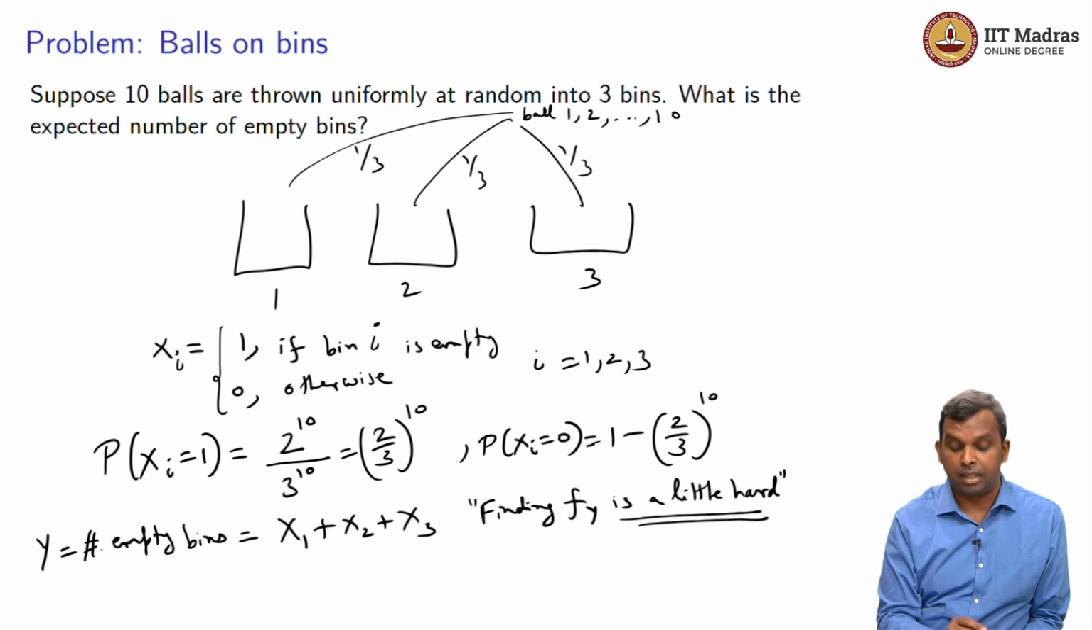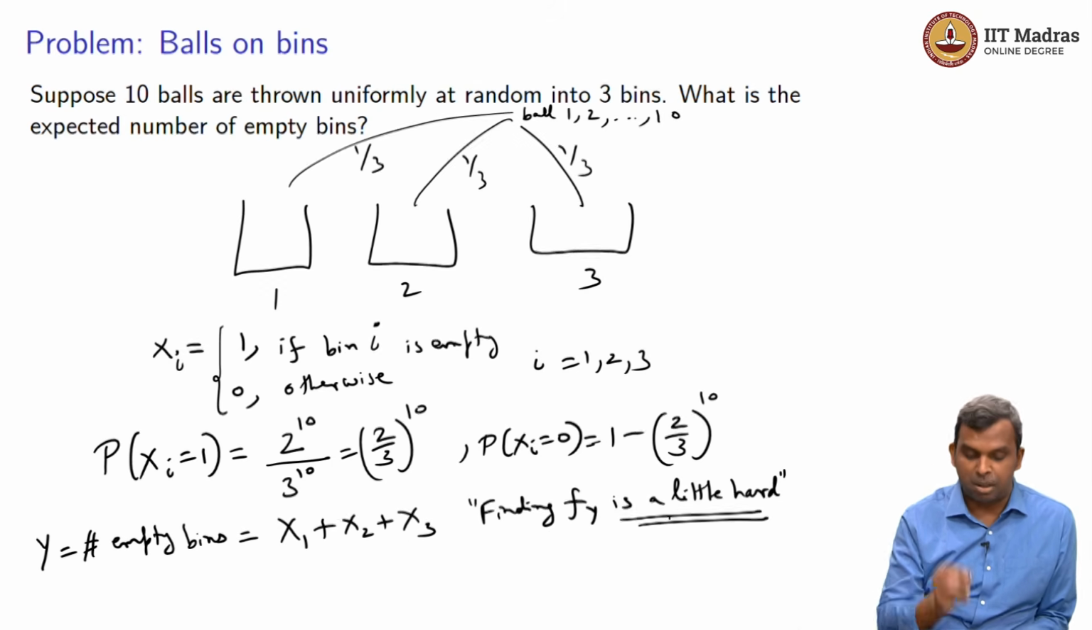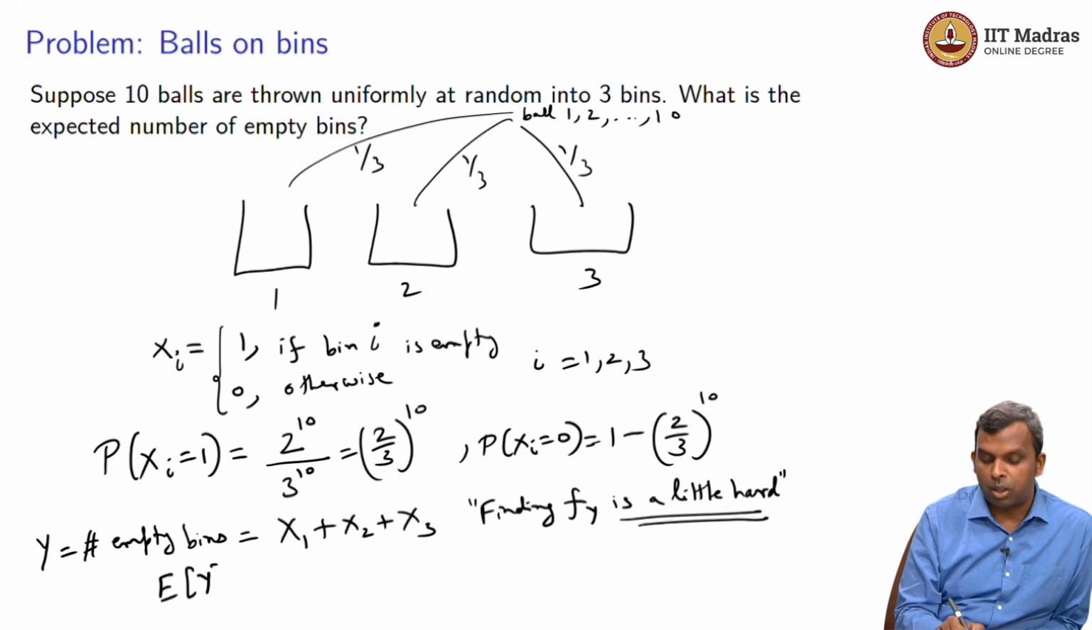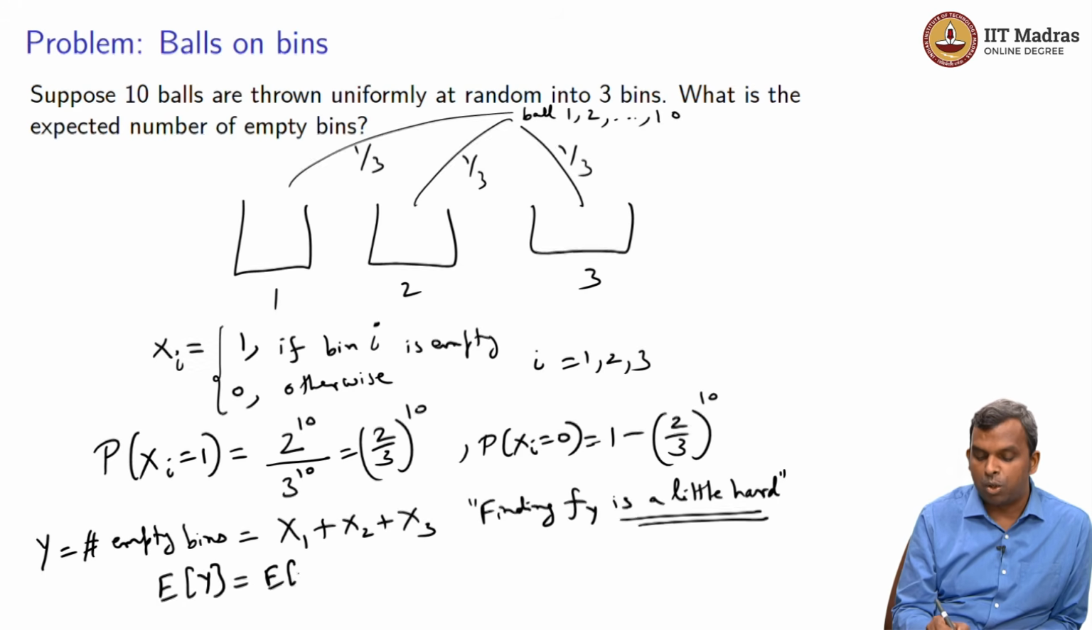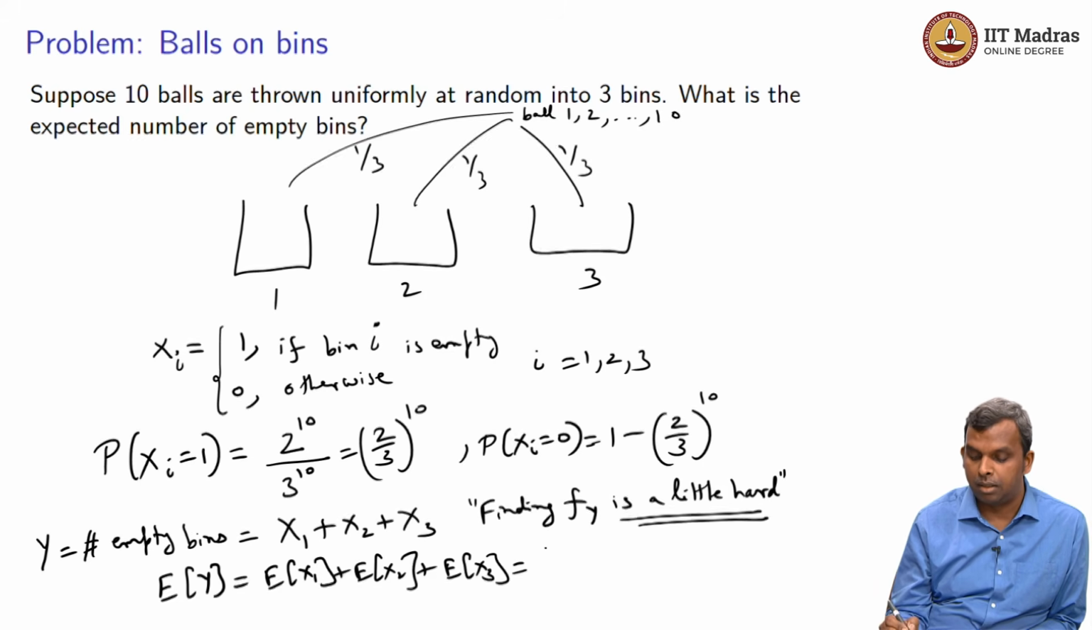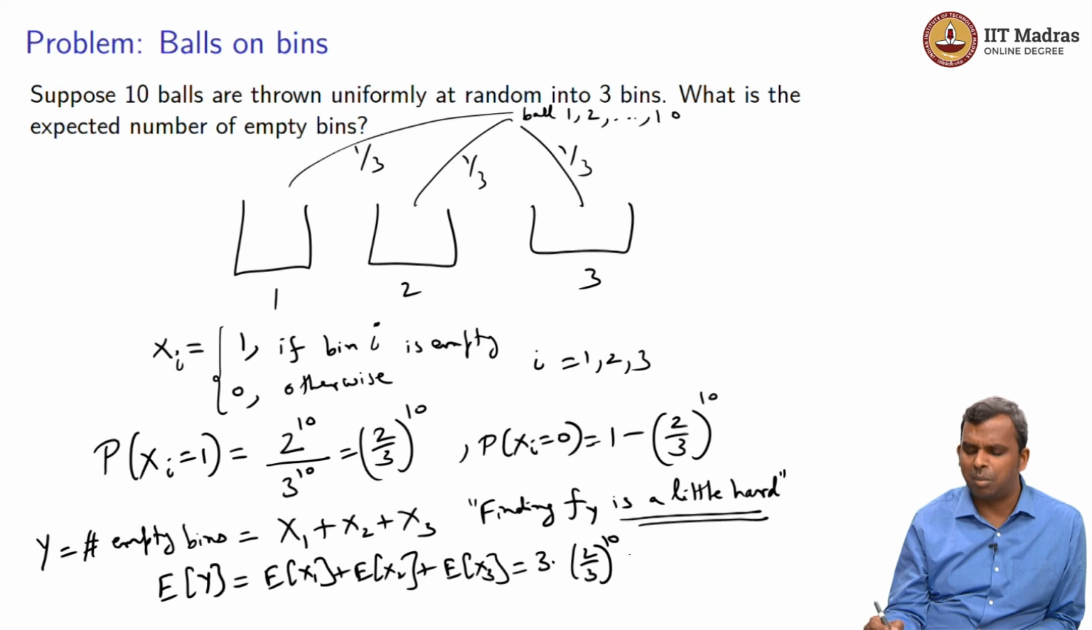What's the probability that there are no empty bins, 1 empty bin, 2 empty bins? It cannot be 3 empty bins, isn't it? So all 3 cannot be empty. So notice the difficulty here already. These x1, x2, x3 are not independent. They're dependent, and it's complicated to find the fy. But I can find the expected value of y. What is the expected value of y? It's just the expected value of x1 plus the expected value of x2 plus the expected value of x3, and that is just 3 times 2 by 3 power 10. And you can see it will be a very small number.